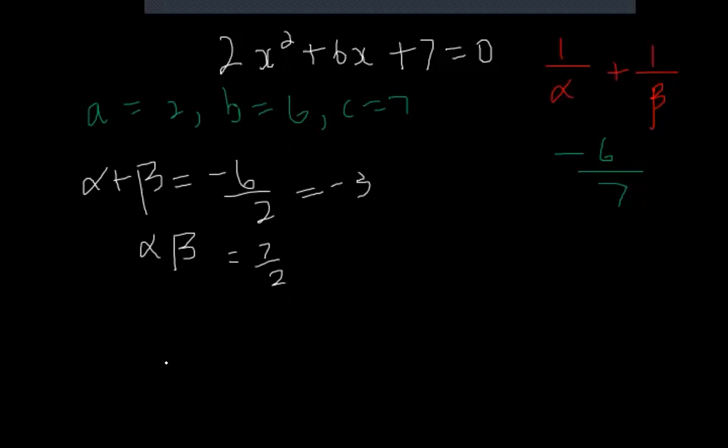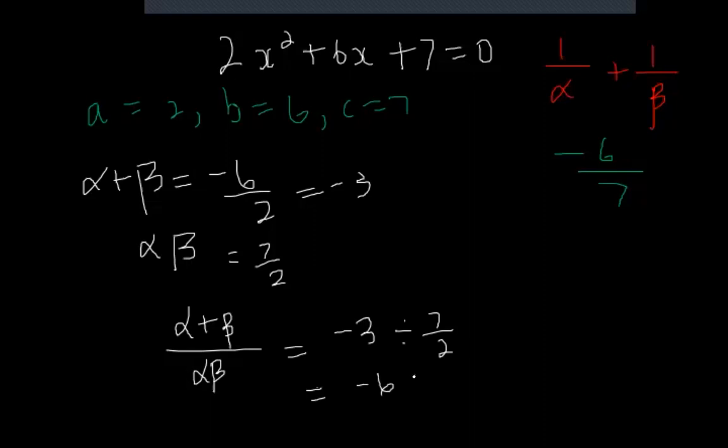1 over alpha plus 1 over beta. What is that equal to? Beta plus alpha over alpha beta. Beta plus alpha is the same as alpha plus beta. Why? Because it's commutative, right? Alpha plus beta is minus 3, divided by alpha beta, which is 7 over 2. So that would be minus 6 over 7. Everybody understands? Yes, miss.